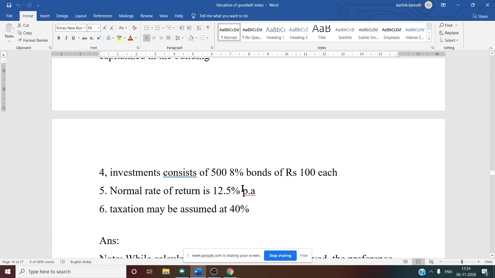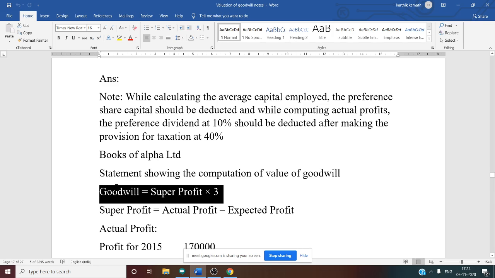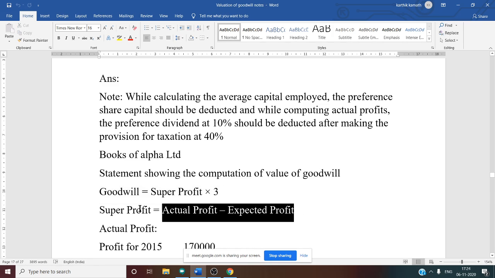So super profit into 3, you will get goodwill. Next, super profit formula, that is actual profit minus expected profit. You will get super profit. So first part we need to discuss now: how to calculate actual profit.